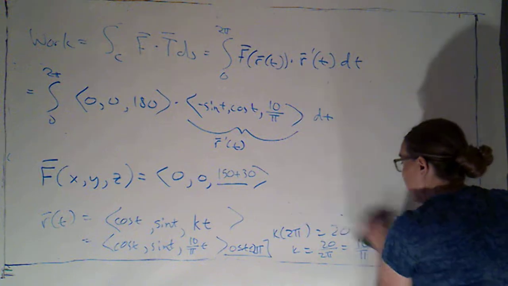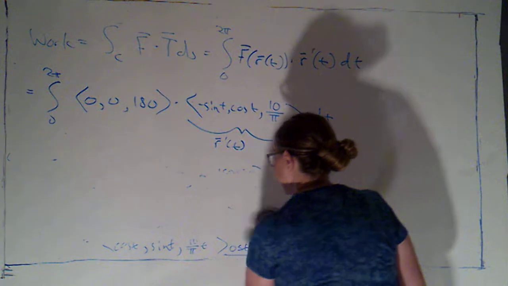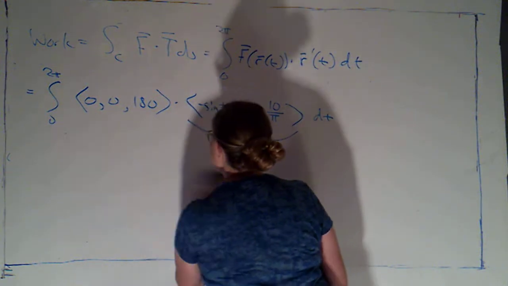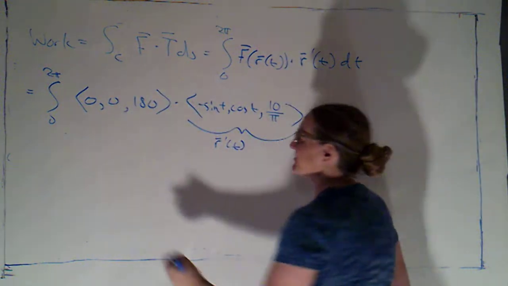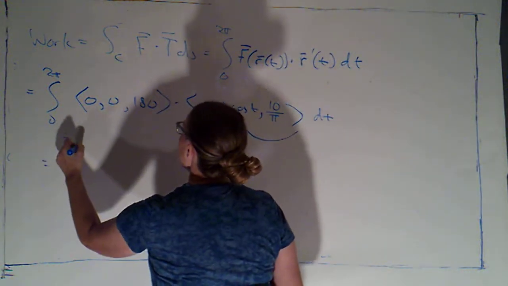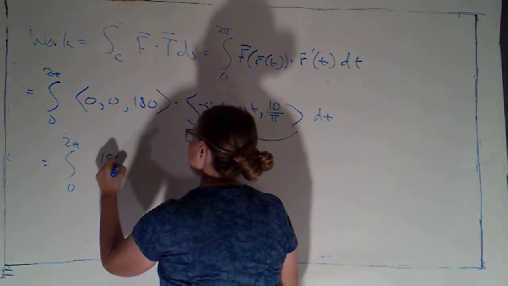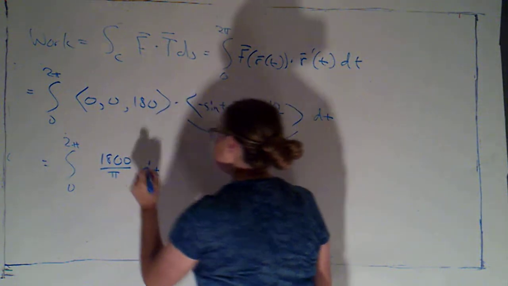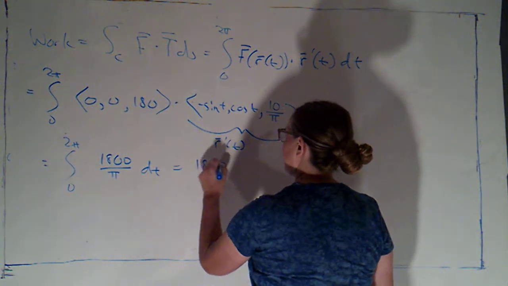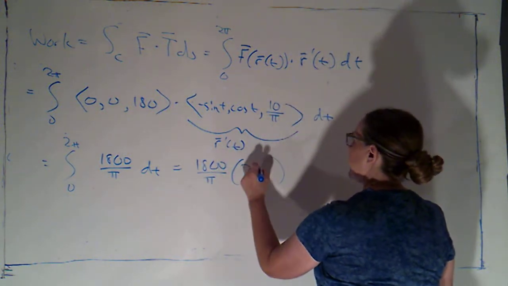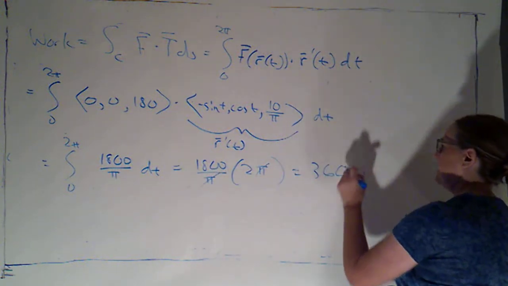The reason the important part was the z component is because now I'm going to do that dot product. If I do the dot product, the x and y components of r prime are just going to get canceled out by the zeros. So I get the integral from 0 to 2 pi of nothing plus nothing, plus 180 times 10 over pi, so that's 1800 over pi dt. Oh, this is lovely. That's just 1800 over pi times the length of my interval, which is 2 pi. That's going to cancel. I get 3600.